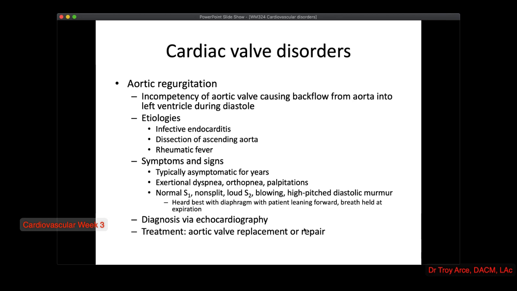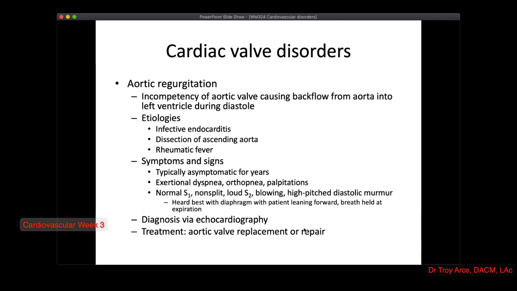So what's orthopnea? Orthopnea is the same dyspnea, right, but they're lying down, they're at rest. So both at exercise and at rest, lying down, they're going to have difficulty breathing. On palpation, they're going to have a normal S1 sound. They're going to have a non-split, loud S2 and a blowing, high-pitched diastolic murmur.